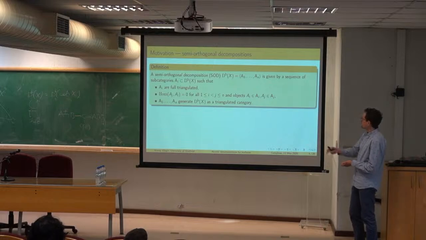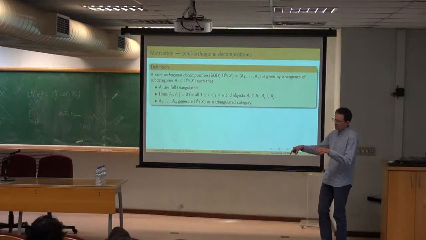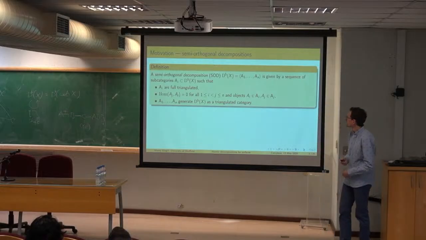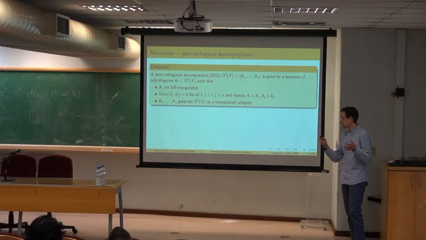And semi-orthogonal means that if I take an object in one category and an object in another subcategory, then from right to left there are no morphisms. And decomposition means that all these categories taken together generate the whole derived category.